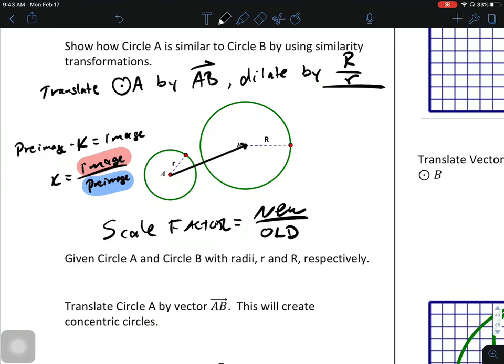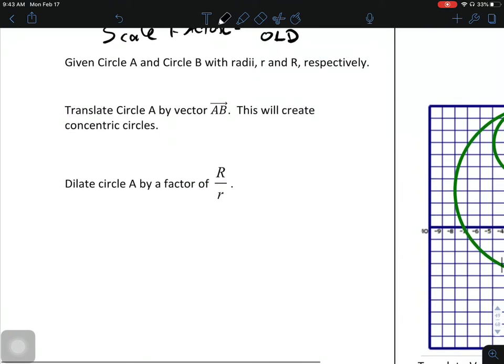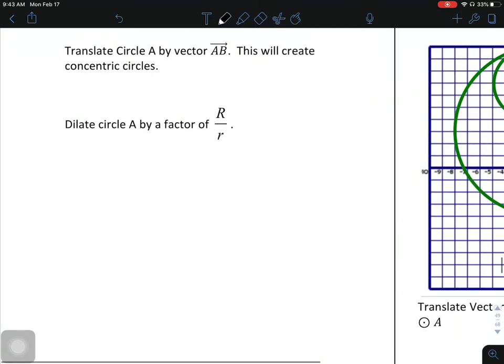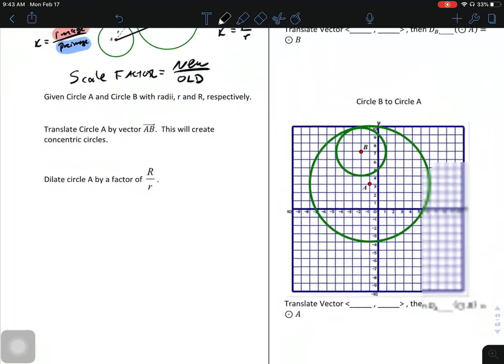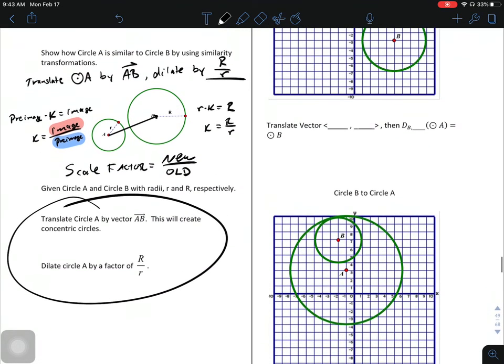This fits with what we were doing before. We can do it the old way as well. The pre-image, little r, times the scale factor equals the image, big R. So k is big R over little r. Scale factor is the new over the old, image over pre-image. So this is saying exactly what we just wrote up here. Just saying it for you.